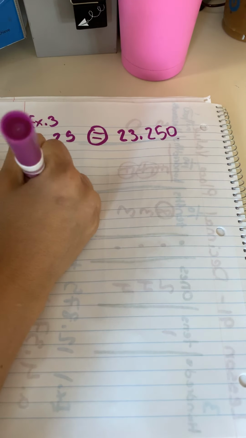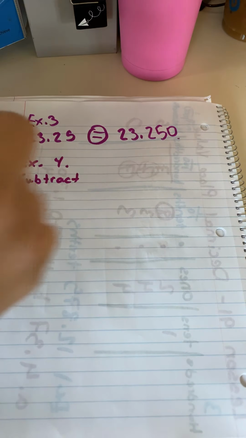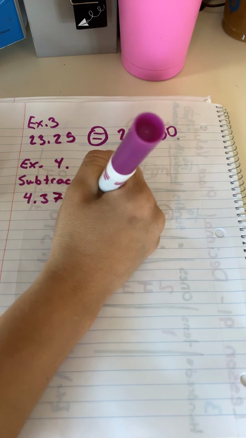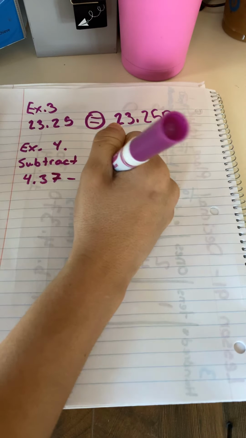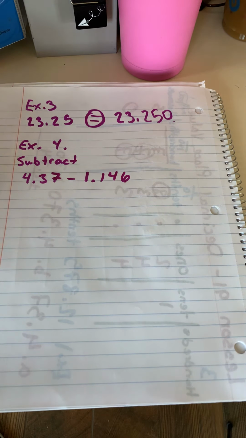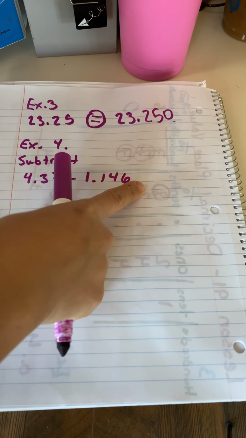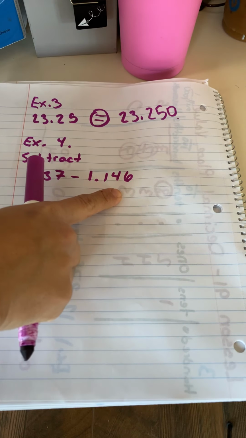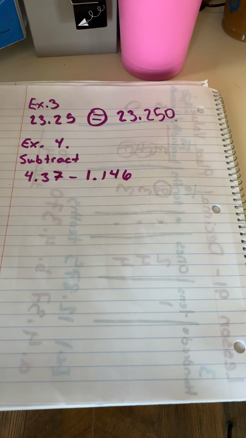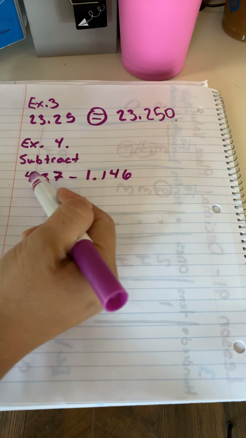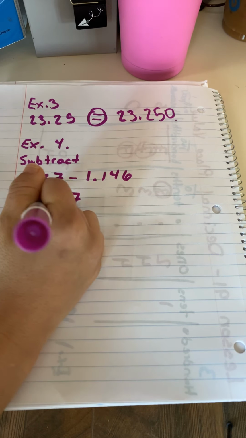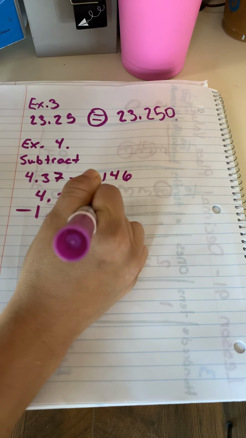So it's wanting us to subtract 4.37 minus 1.146. So remember, when we subtract, we always put the bigger number on top. Now, I know this one has more numbers and you would automatically want to put this one underneath it, but anything in front of the decimal point is the number we want to look at. So 4 is greater than 1, so 4 is going to go on top. Minus 1.146.